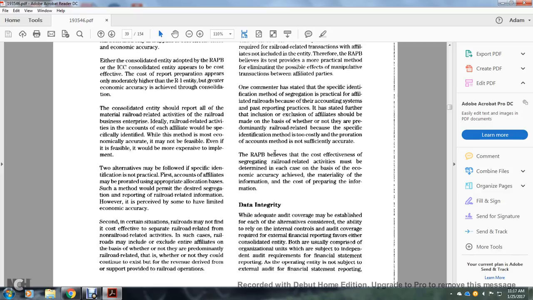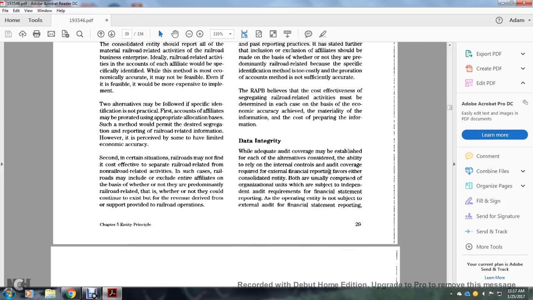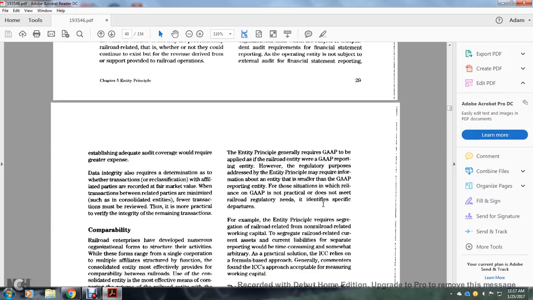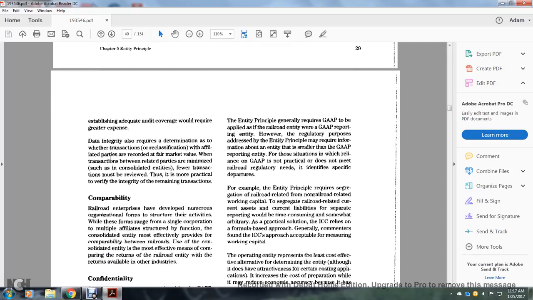The Railroad Accounting Principles Board believes the cost-effective segregation of railroad-related activity may be made on each of the bases of the economic accuracy achieved with the material information, the cost of preparing the information, and data integrity. An adequate audit coverage may be established for each of the alternatives, preserving the ability to rely on internal control. The audit coverage required by external financial reporting favors consolidated entities, which are usually compartmentalized organizational units subject to independent audit requirements. Financial statement reporting on entities not subject to external audit, establishing adequate audit coverage, would require greater expense.